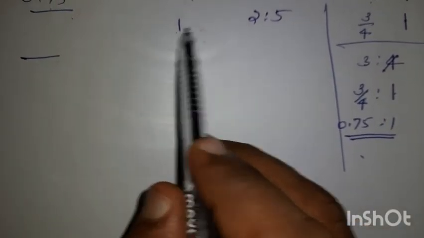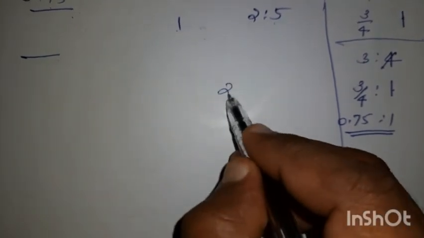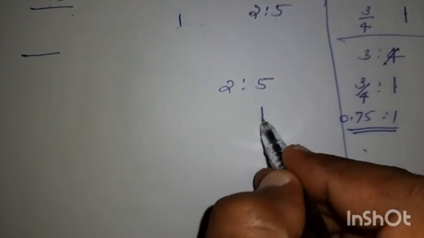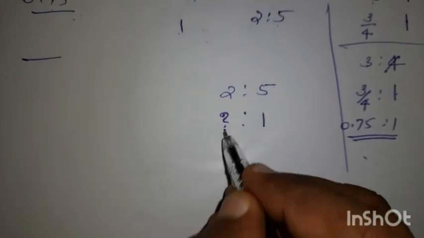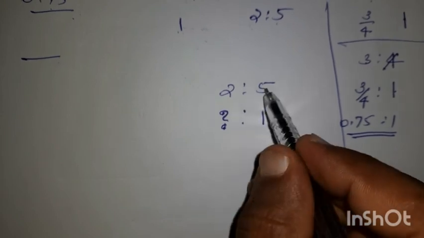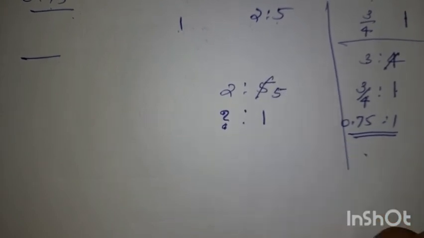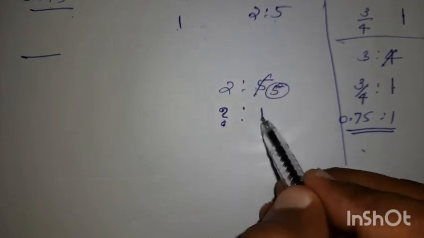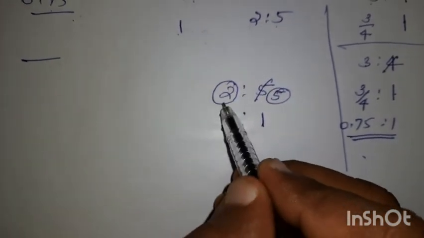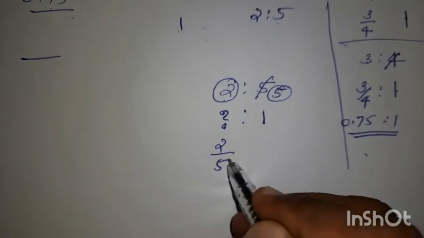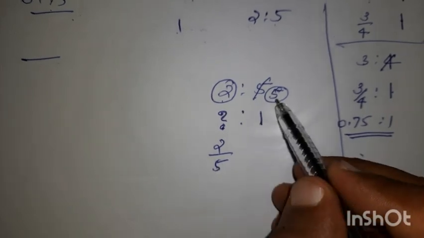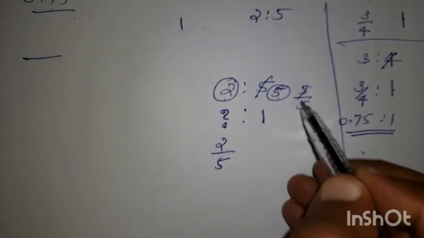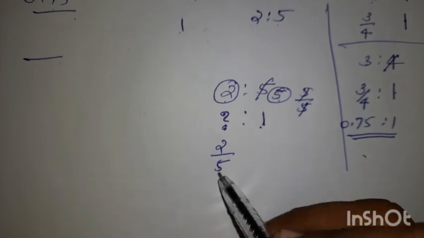See the next one. Here the width is not given. Length is given 1. The ratio is 2 is to 5. Length is 1. What about the width? So if you want to get 1, what you have to divide it? You have to divide with the 5. So if you divide with the 5, you got 1. That means you have to divide width also with the 5. So 2 by 5. Okay. So the same number you have to divide it here also. Here if you divide with the 5, you got 1. Okay, the same number you divide it here also.